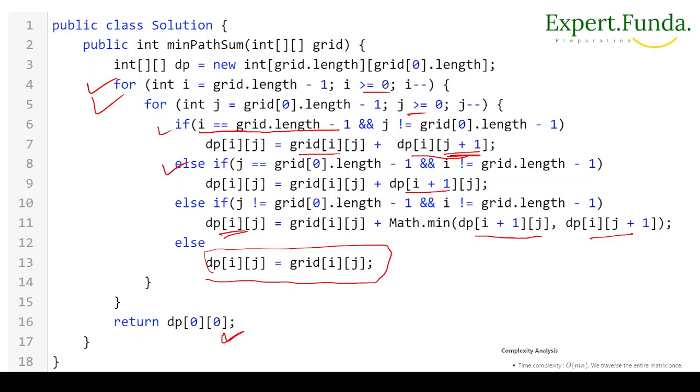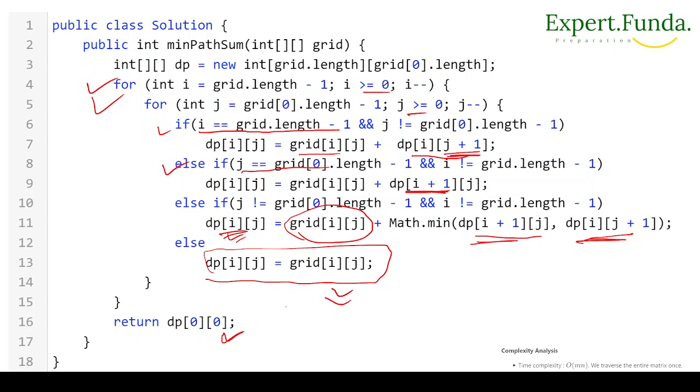And that's why we are increasing j only. If j is at the last and i is not at the last, it means we are only increasing i. And if both are not at the last position, in that case we can increase i and j both, right? And we will find the minimum and the current value of the grid value, and we'll store it here.